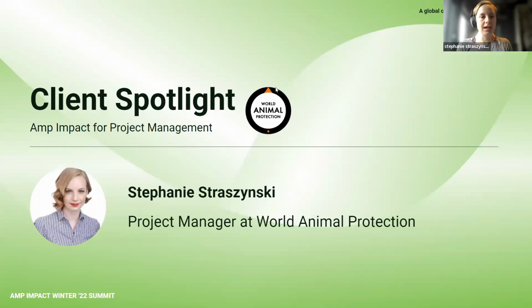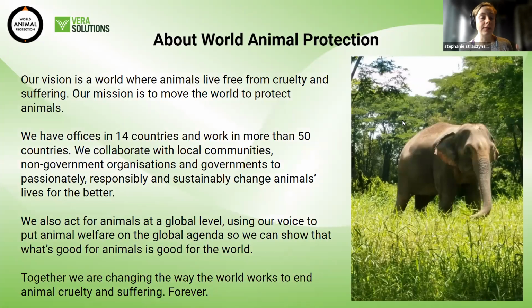Great, thanks, Zach. So I'm Stephanie Straszynski, the current project manager, or manager, of our AMP Impact system at World Animal Protection. A little bit about us. We are an animal welfare campaigning organization, so we're trying to move the world to protect animals. We have 14 offices in 14 countries, work in more than 50 countries, collaborating with local communities, governmental organizations, and governments to responsibly and sustainably change animals' lives for the better.